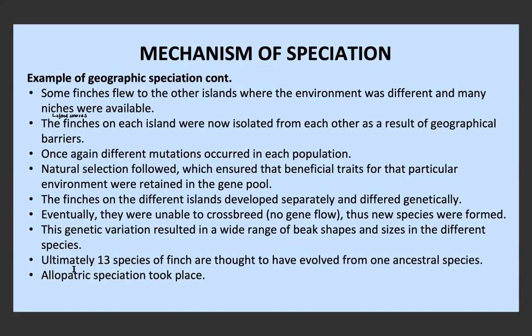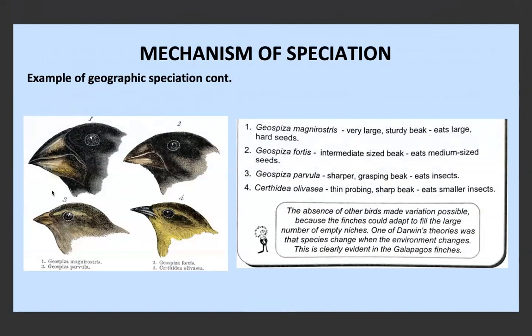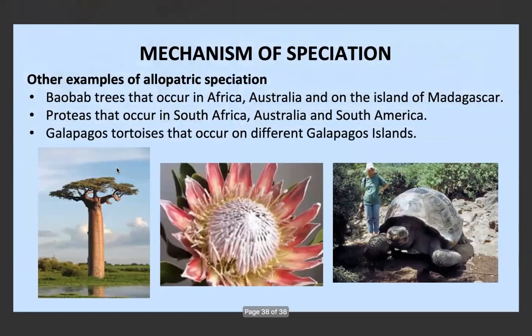And this we can see as an example of allopatric speciation, because there was geographic isolation between the species. We can see here just an example of how the finches differ very much in phenotype, and then of course in genotype. So some other examples of allopatric speciation would be baobab trees that occur in Africa, in Australia, and on the South Island of Madagascar. So we can see that they all look very similar, so they must have had a common ancestor at one point. And then, of course, they were geographically isolated between the different continents and different countries.